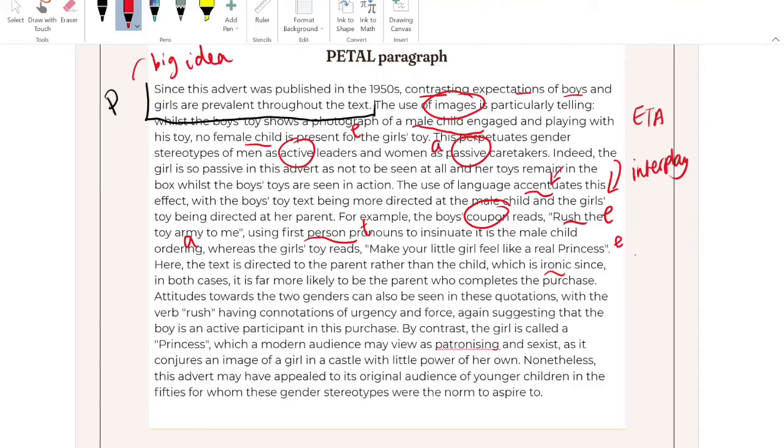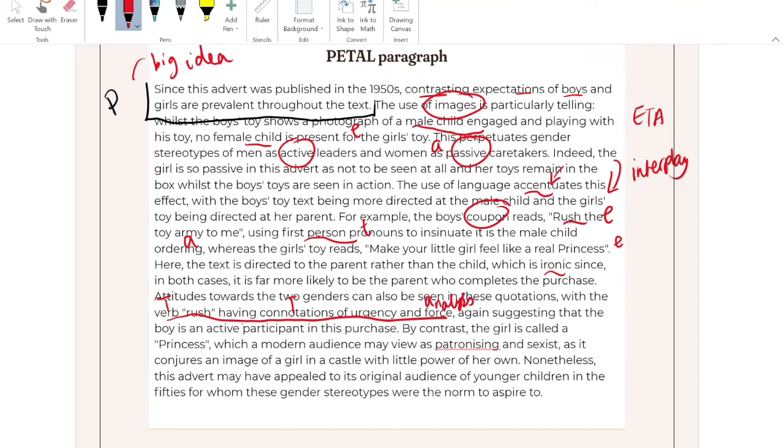It's okay if you have more evidence. This is an example of that. Then we're zooming into the use of words. The verb rush has connotations of urgency and force. So we've got some more techniques, some more terminology here, and the analysis too.